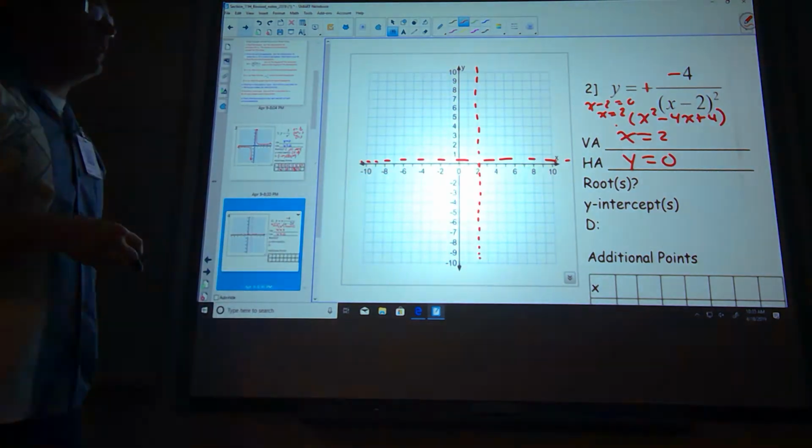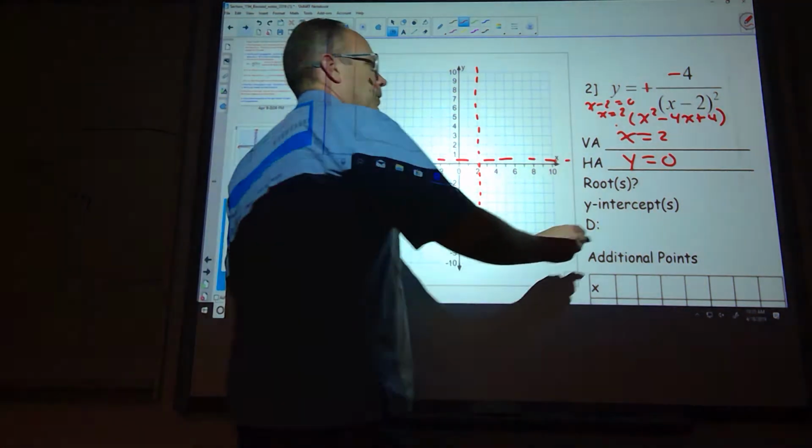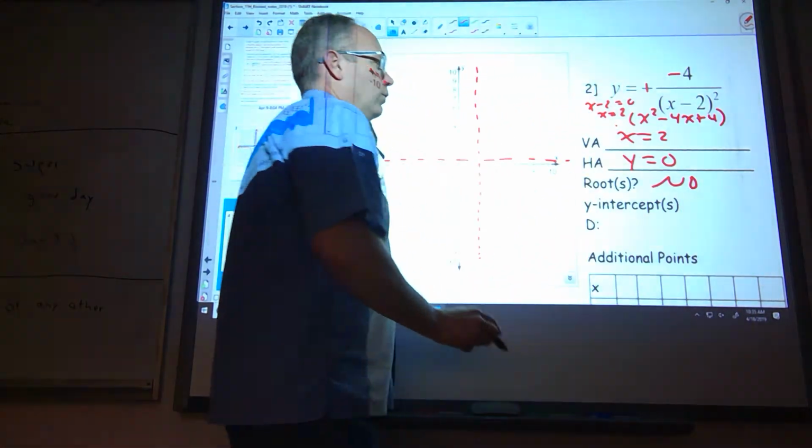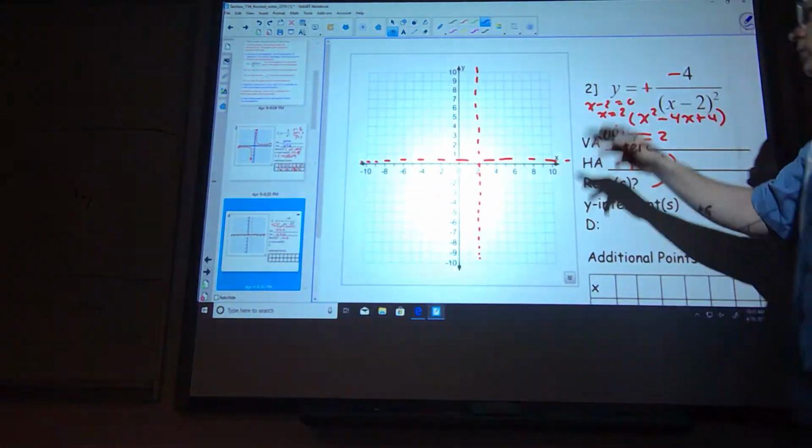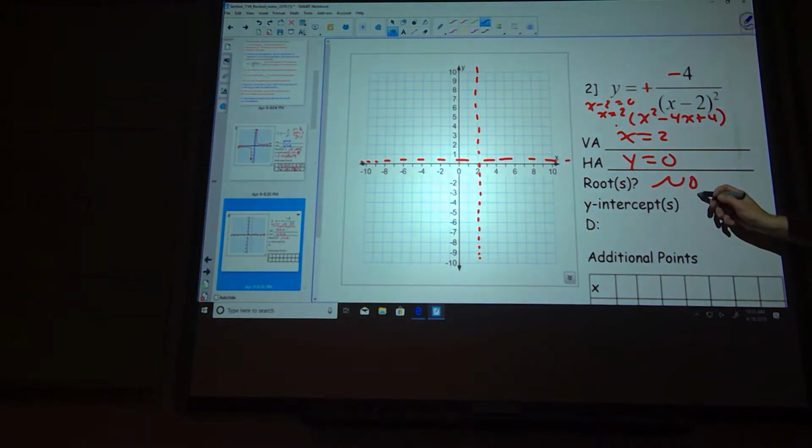And then, do we have any roots? Well, no. We don't have any roots because y equals 0. Do we have a y-intercept? Yeah, we have a y-intercept. Why do we have a y-intercept? Because the vertical asymptote has indeed shifted.